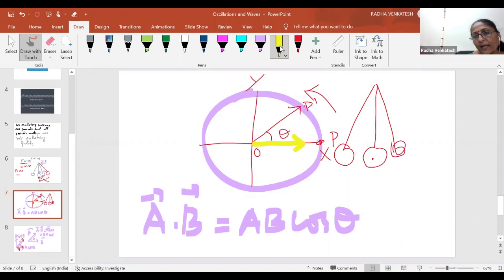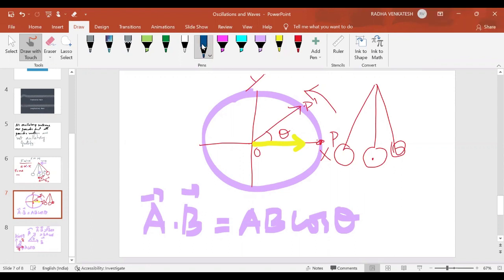So now this OP dash can be resolved into two components. One I've shown you with the yellow. That's the what theta component? Cos theta or sin theta? Cos theta component, right? And the other one, if I can draw, this is going to be the sin theta component.